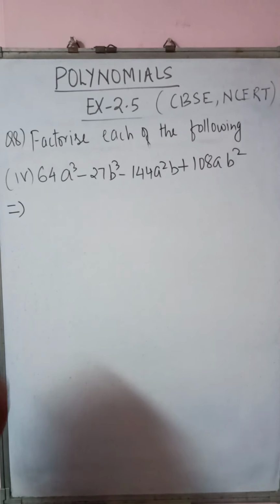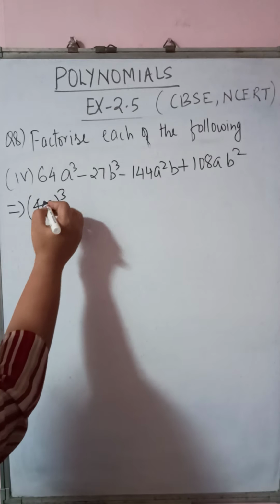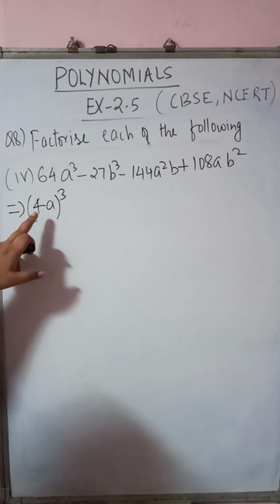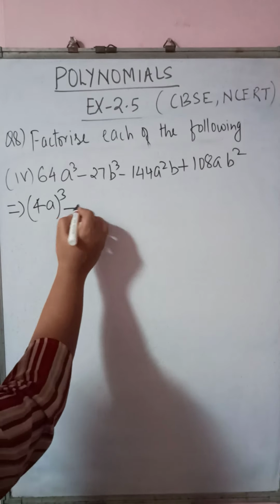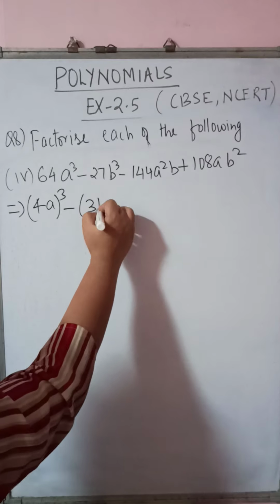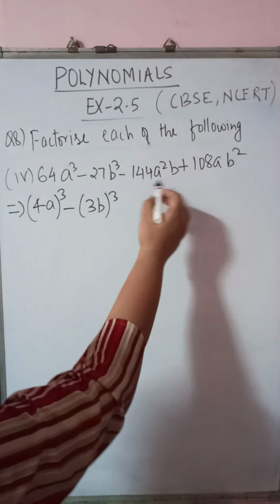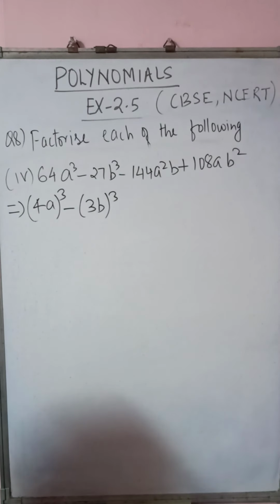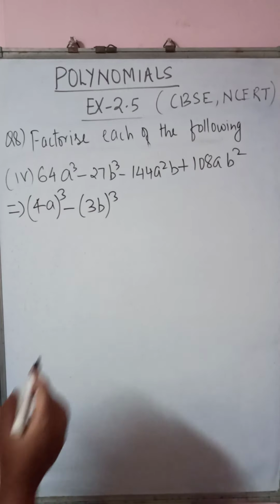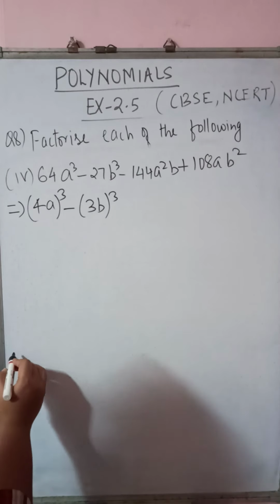64 is a cube of 4, and a cube is a cube of a. So I can write 64a cube as 4a whole cube. Minus, again 27 is a cube of 3 and b cube is a cube of b. So I got a cube minus b cube. Now here, what is the most common term you can find out? 144 and 108, highly divisible, highest common factor. Can I write 12?